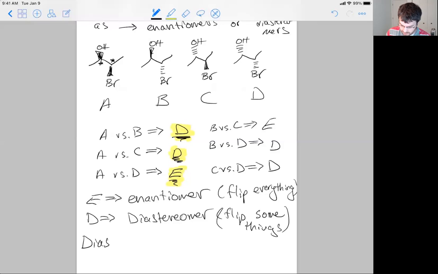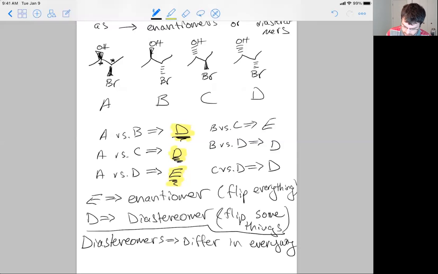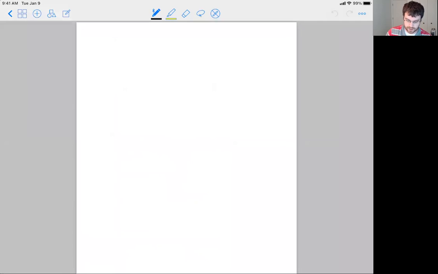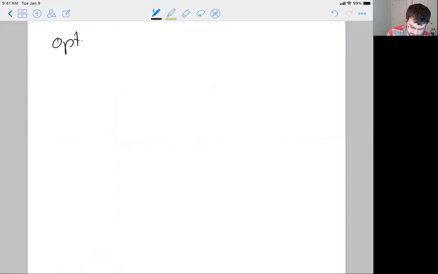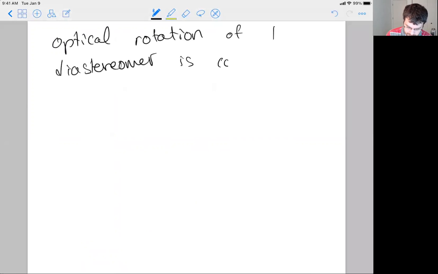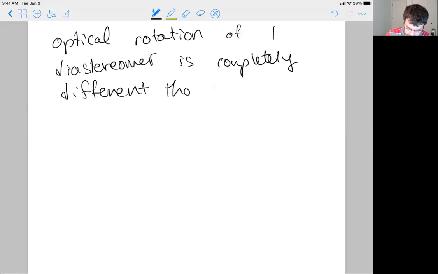So recall that diastereomers differ in every way except composition, because then they wouldn't be isomers, and connectivity, because if they differed in connectivity, they would not be stereoisomers, but constitutional isomers. The other thing I'll just mention is that the optical rotation of one diastereomer is completely different than another, okay?